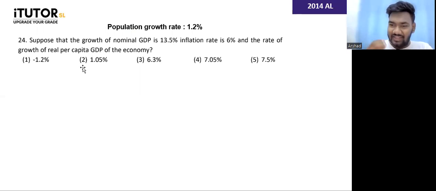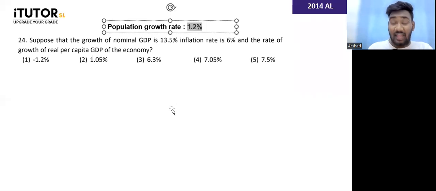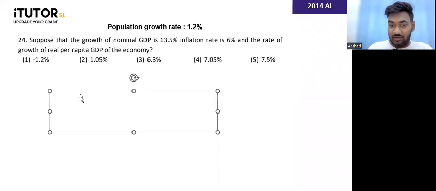Now this question is a very easy one, guys. What you need to do is this. When they give you percentages, you don't multiply or divide. You all know nominal GDP divided by the GDP deflator gives real GDP. But you won't say nominal GDP 13.5% divided by inflation 6% to get real GDP. When they give you percentages, the population growth has to be 1.2%. That's why I said some past papers have it typed wrong. Okay, it's not 12%.